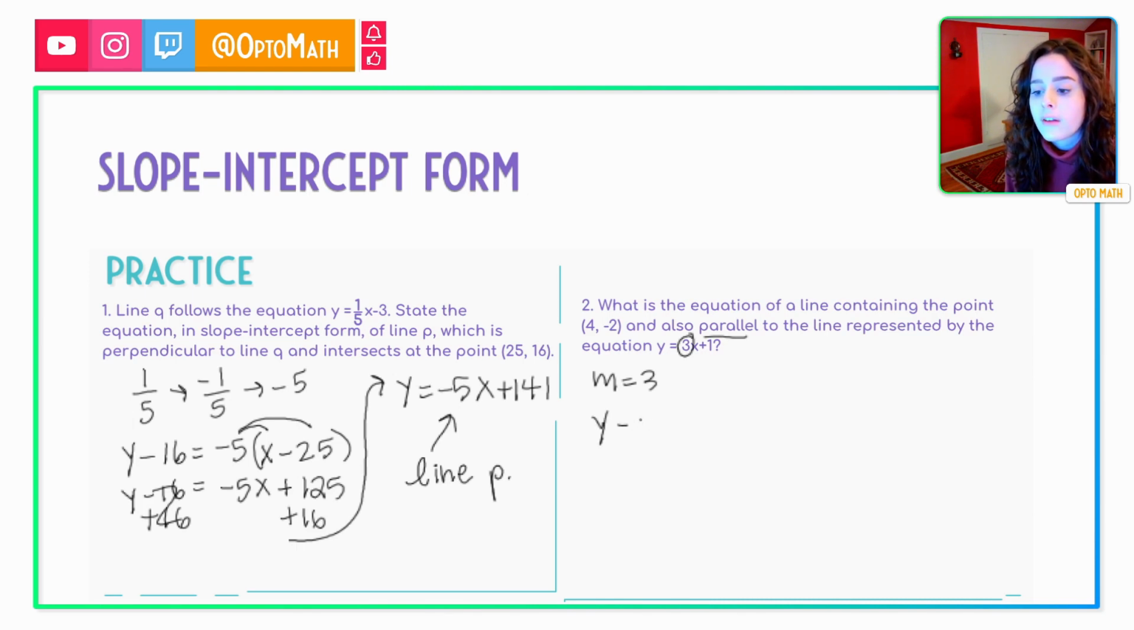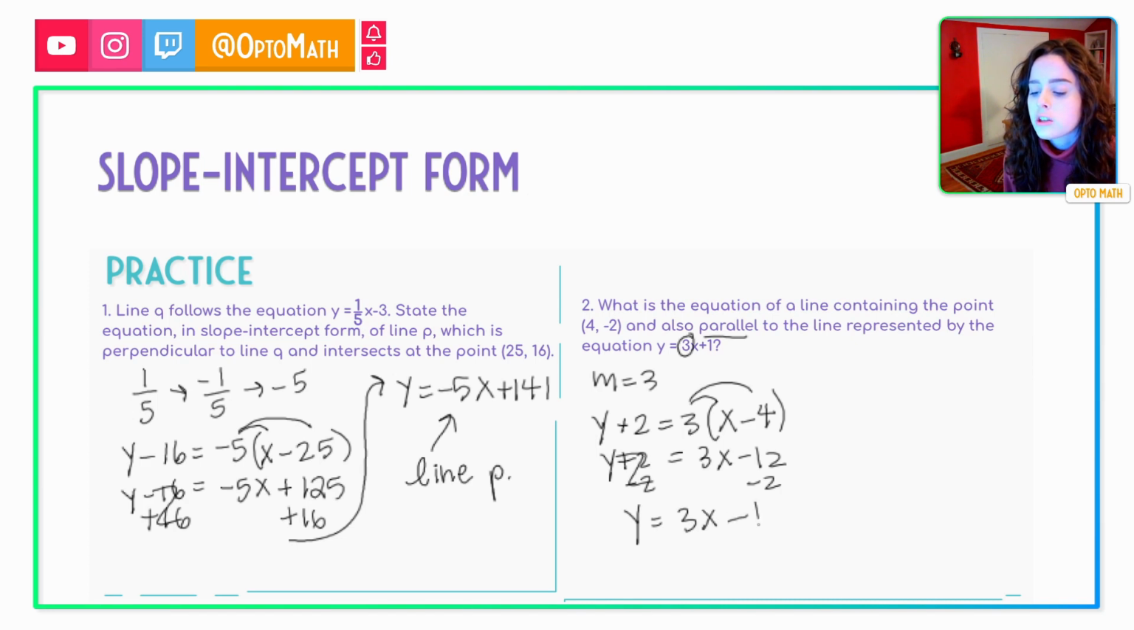Y minus the y value, which is -2, so minus -2 is going to be a positive 2. That equals our slope of 3 times the quantity of x minus the x value, which is 4. Now let's distribute our 3. 3x minus 12 is the right-hand side of our equation, and then we have y plus 2 on the left. Now let's get y isolated, or by itself. We'll subtract 2 from both sides. That's a 0, so y is 3x minus 14, and that's our slope-intercept form.